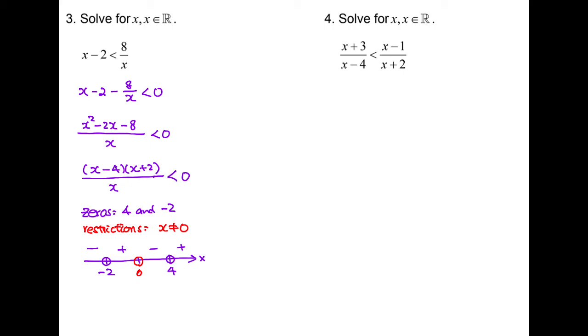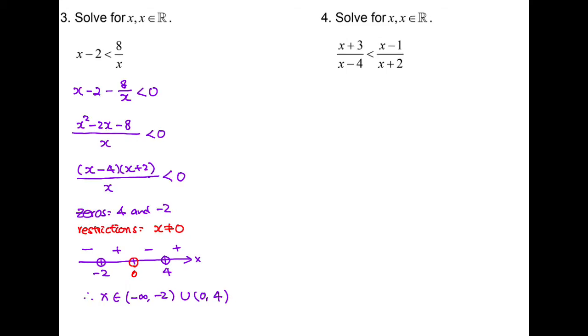Now, according to our inequality, we want to look for the regions where the function is smaller than 0. That means we are looking for negative regions. Therefore, x is smaller than negative 2 or in between 0 and 4.